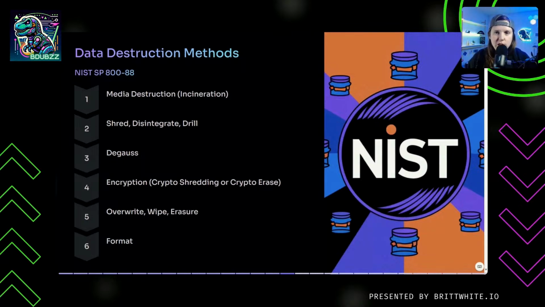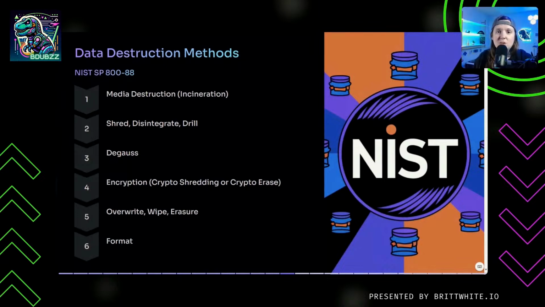Shred it, smash it, drill holes through it. Degauss. This applies a strong magnetic field to a magnetic media, like old hard drives and tapes. It wipes the data, but it might also make the drive unusable.